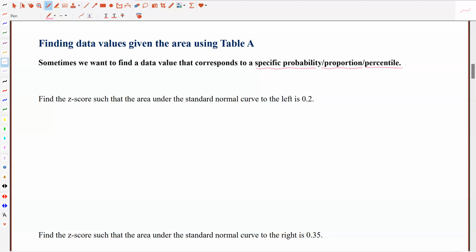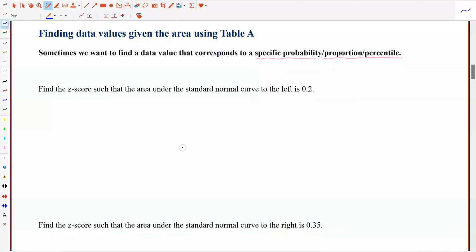So sometimes I'm given the probability and I want to find out what data value would generate that probability. So it's kind of going a little bit backwards on the curve. So how can we use table A to find a z-score if I know what area I am looking at? In our first example, it says find the z-score such that the area under the standard normal curve to the left of that z-score is 0.2.